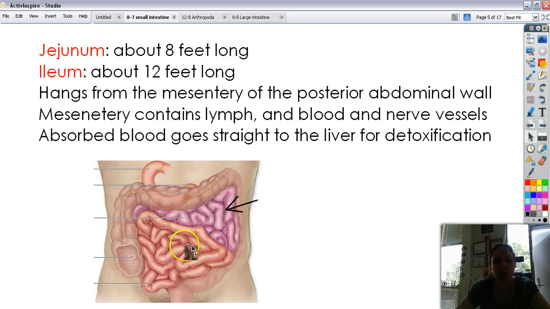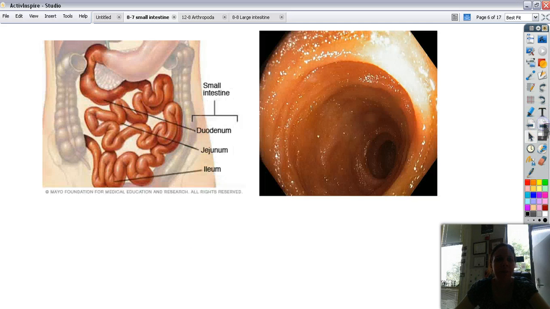The ileum and the jejunum hang from the mesentery in the posterior, the back half of the abdominal wall. The mesentery contains lymphatic tissues, blood and nerve vessels, and so that way your intestines can have blood and oxygen and food delivered to them, but then it can also have the pre-digested food sucked out of them. The absorbed blood that has all the nutrients in it goes straight to the liver, right over here, so that way it can be detoxified before it goes out to the rest of your body.